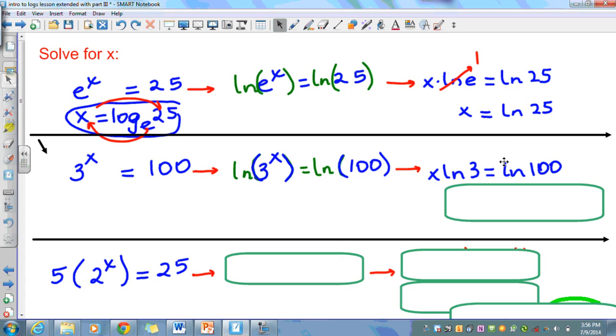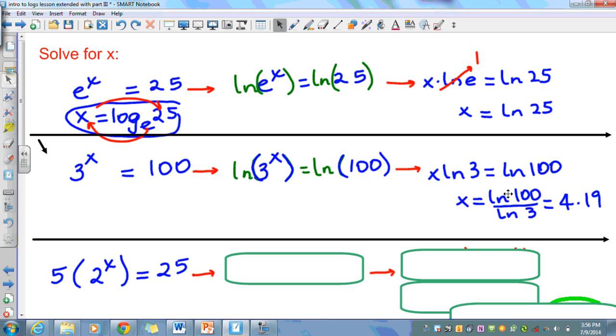So now you have x ln 3 equals ln 100. And then to isolate x, divide both sides by ln 3. And we have our answer as ln 100 over ln 3. Use a calculator to evaluate both the numerator and the denominator. And the answer is 4.19.